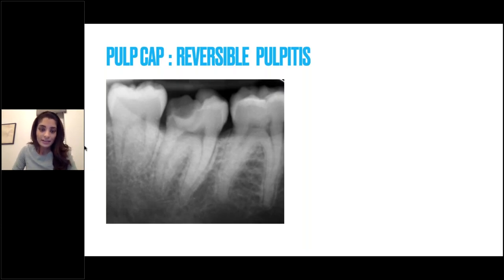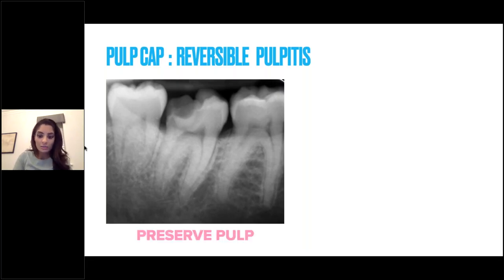So for a tooth like this, the patient typically complains of a short, sharp pain, usually to a stimulus. We're not getting any continuous ache, we're not getting any long-lasting pain, no pain to hot, very typical symptoms of reversible pulpitis. And in patients like this, what we want to do is try and preserve the pulp.